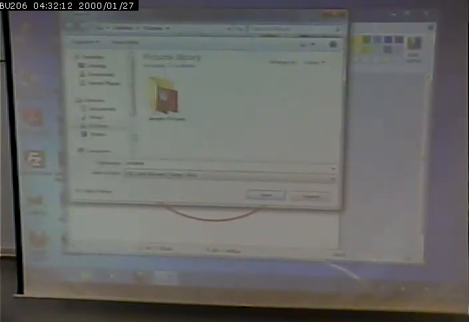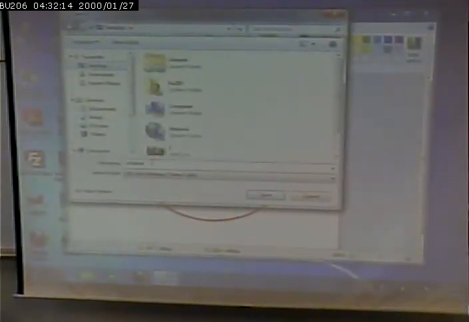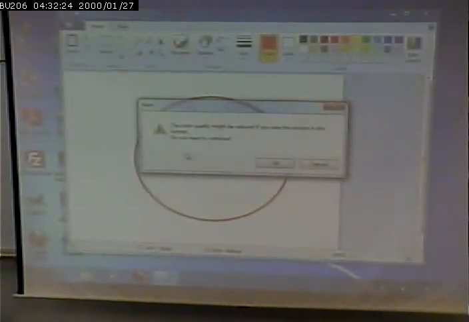And let me save it on the desktop, and we'll call it circle, maybe. Now, it warned me that the colors may be reduced. Why was that? Because it can only store 256 colors. It only has 256 crayons in its crayon box.